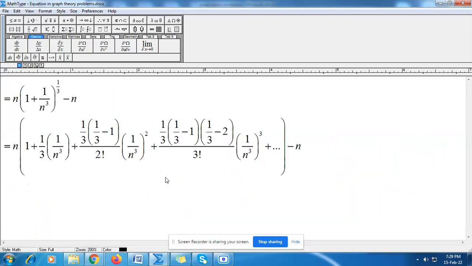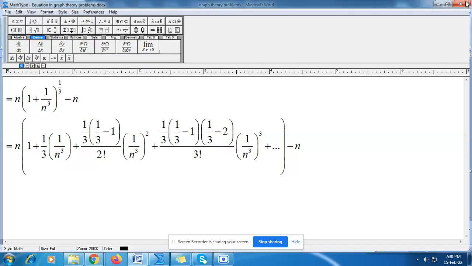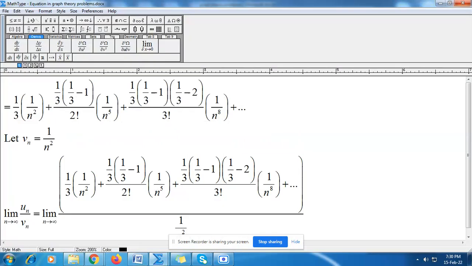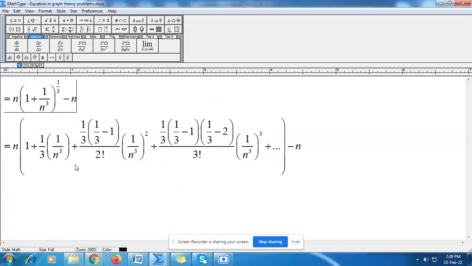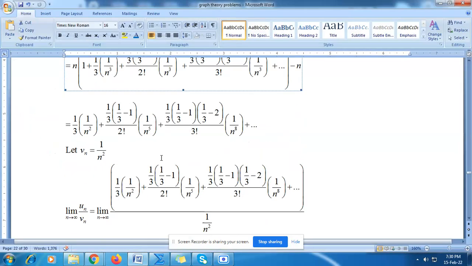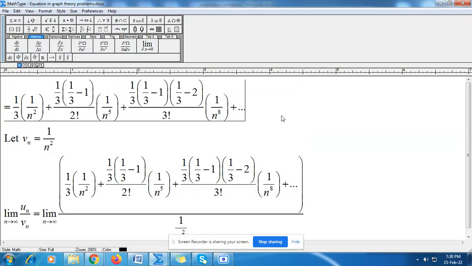Okay. Now take n common for both the terms. Then what happened? When you take n common for both the terms, the 1 minus 1 got cancelled. So the remaining terms are like this. Let Vn is equal to 1 by n square.